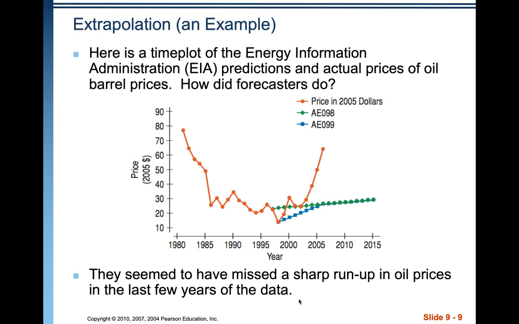Here's a time plot of the Energy Information Administration predictions and actual prices of oil barrel prices, and we want to know how the forecasters did. So here we've got the models down here, and then here we have the actual data. Something happened in the early 2000s, causing a sharp uptick in the price of oil, and whatever condition that was, it was not accounted for in the original models.